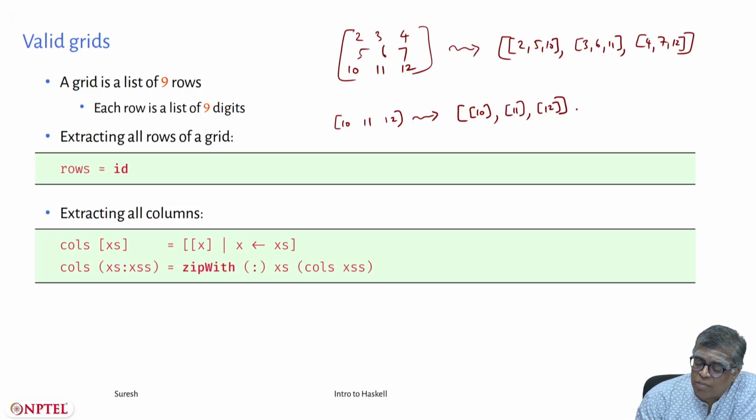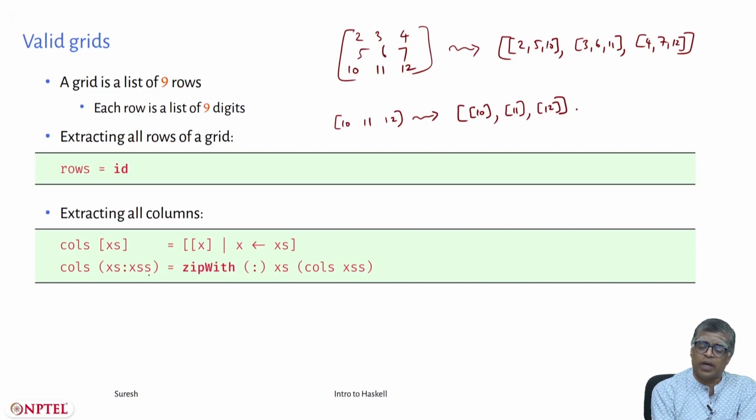And now for the columns of 5, 6, 7 followed by 10, 11, 12, I will attach 5 to the first list, namely 10, I will attach 6 to 11, and I will attach 7 to 12. So that should give me 5, 10, 6, 11, 7, 12. And similarly for the others, and the program is just this. When I have a singleton list, the columns are all the elements made into singleton lists themselves. That is like going from 10, 11, 12 to the singleton list 10, the singleton list 11 and the singleton list 12.